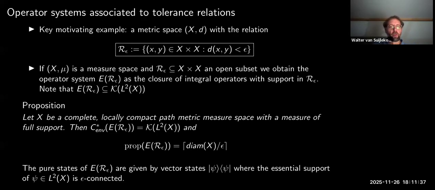A nice property also about pure states is somehow thinking about what the compacts do. So they have pure states, of course, being vector states, like this. And what you have as an additional assumption for this to be still pure if you restrict, is that the essential support of this psi should be epsilon connected. So it cannot be too far away if you look at the support of psi and the connected components of these with respect to the metric that I have on X. So that's a geometrical explanation or understanding of what the pure states or the points are that you're describing with this operator system.